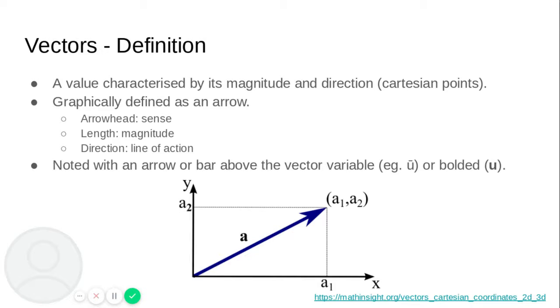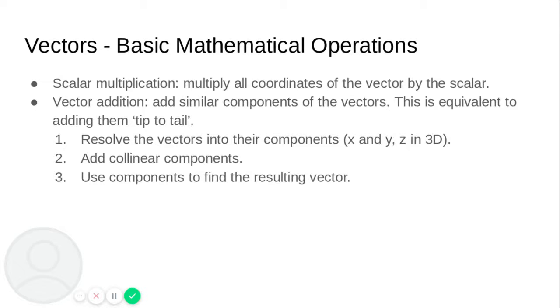In writing, a vector is noted by an arrow or bar above the vector variable or a bolded vector variable. Some basic mathematical operations on vectors include scalar multiplication, where one would multiply all of the coordinates of the vector by the scalar. Another is vector addition, where we add similar components of the vectors. This is equivalent to adding them tip to tail graphically. What we do is first resolve vectors into their components, x, y, and z, then add the collinear components, and then finally use the components to find the resulting vector.